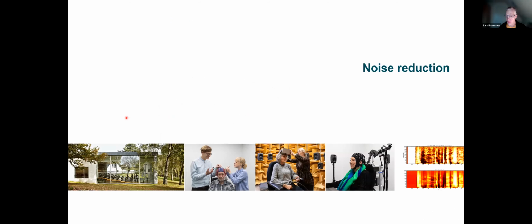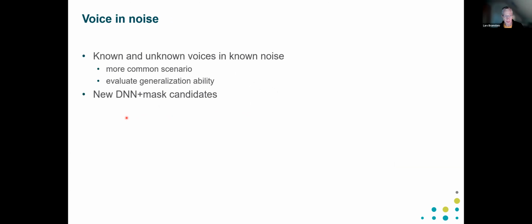Okay, so let's get on to the noise reduction then. The voice and noise is, you could say, a slightly more common scenario that's often encountered. And this is where we want to see how a system similar to what you just saw performs when you do the noise reduction instead? And we also, in this test, looked at the generalization ability. So what is the effect of enhancing an unknown voice rather than a known voice, as we did before?